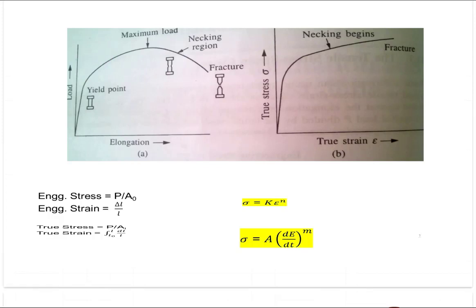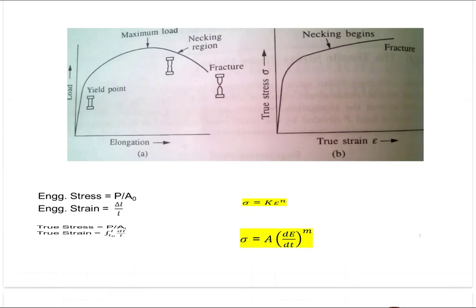Another way to understand this stress-strain curve is by the true stress and true strain curve. True stress means the applied load divided by the instantaneous area, that is P over A_i. And true strain can be expressed as the change in length dl as a fraction of length L. At any instant we can calculate this true strain.